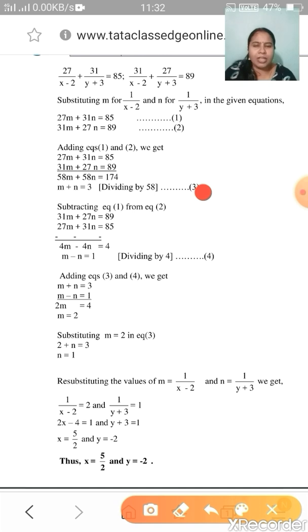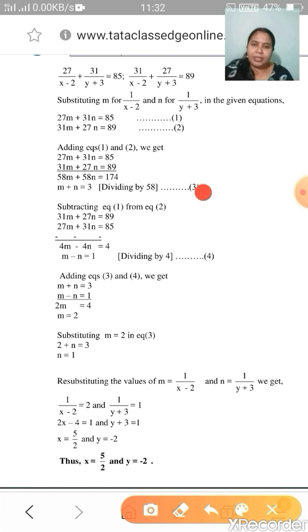So in this, as you can see, equation number 2, 31 is a number which is greater than 27, the coefficient of m. So I will better take equation number 2 above, that is 31m plus 27n is equal to 89, and equation number 1 below it, that is 27m plus 31n is equal to 85. The only reason why this is done is so that when we subtract, we don't get confused with the signs.